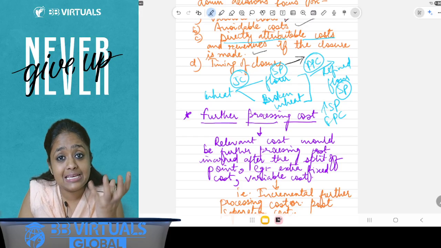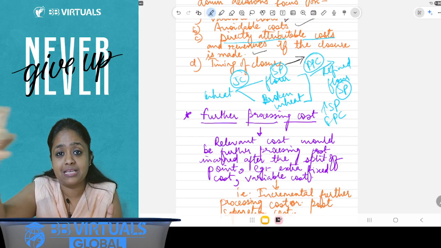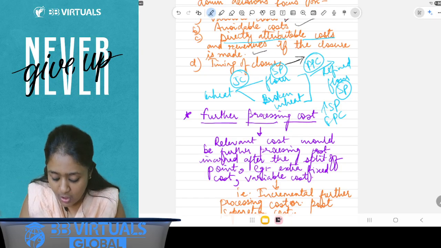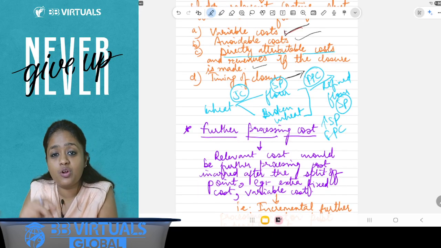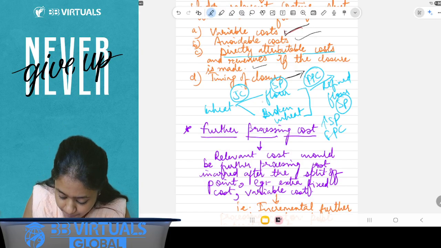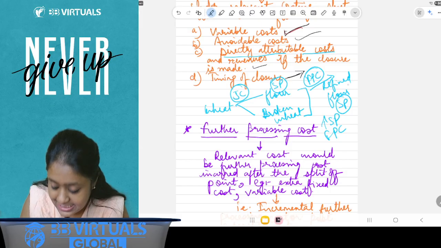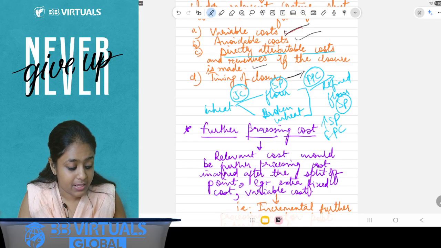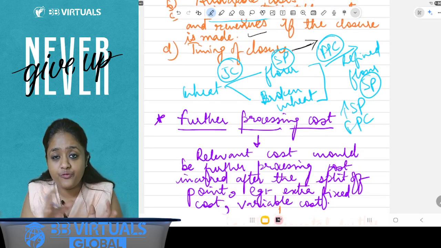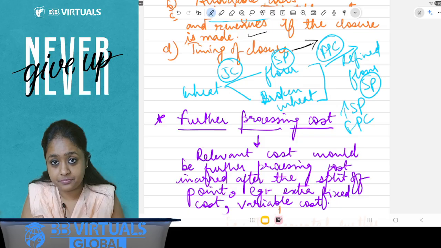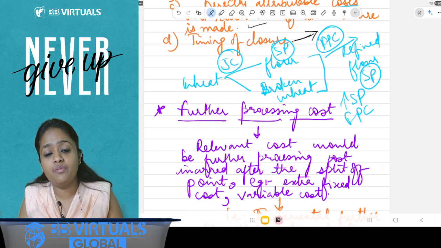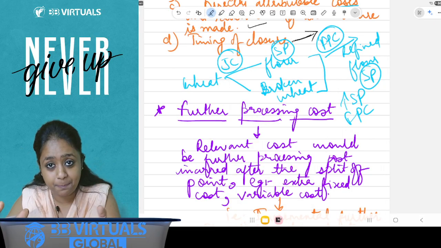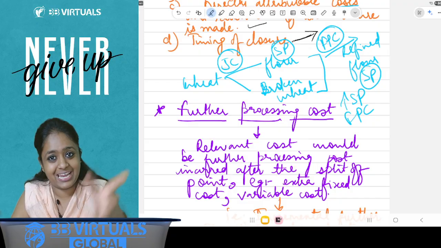If your selling price increases after further processing compared to before further processing, this point we also call a split off point. Why? Because at this point, your wheat is split off into two products, right? So take the difference between the selling price at split off point and the selling price after further processing. If the difference between the two is more than the incremental cost, that is the further processing cost, then boss, go ahead and do the further processing and accept it because it is giving you a positive result, like I told you.